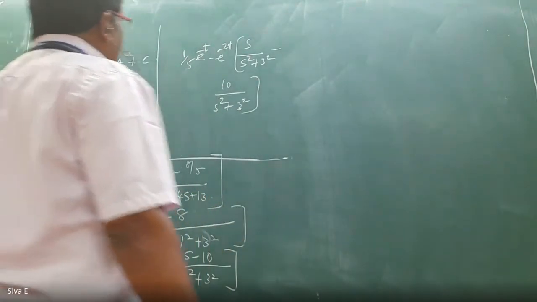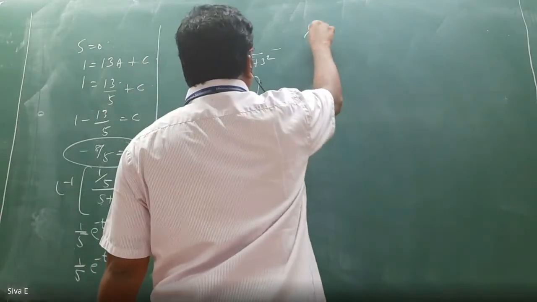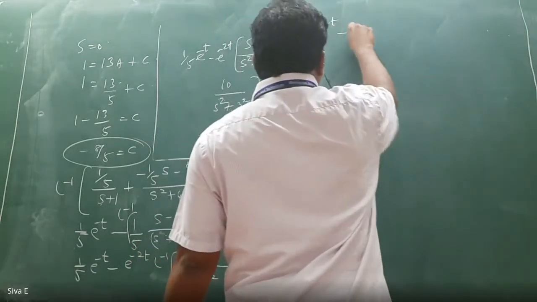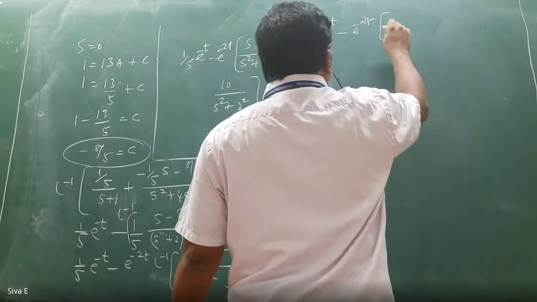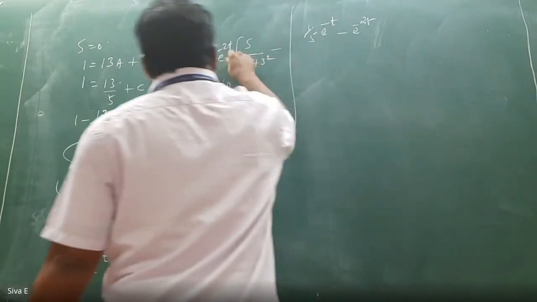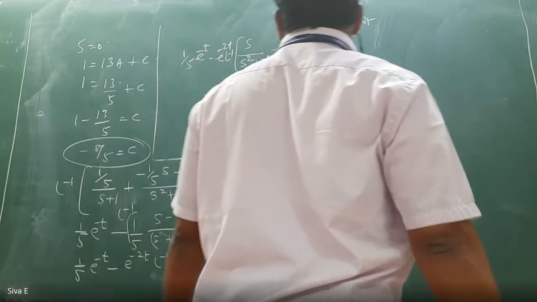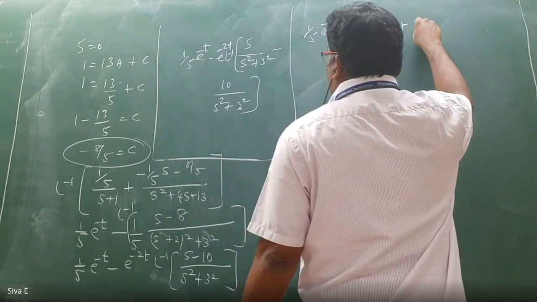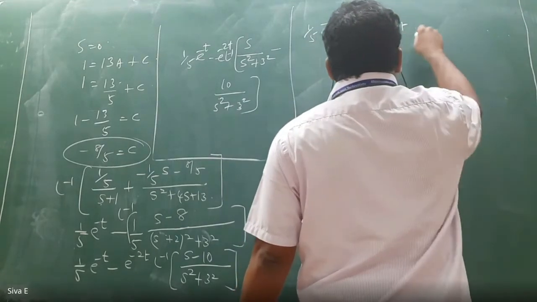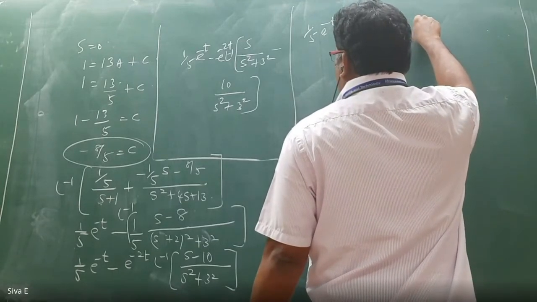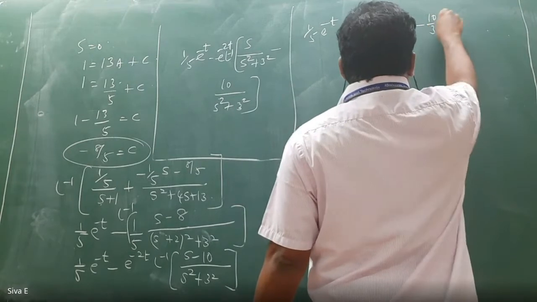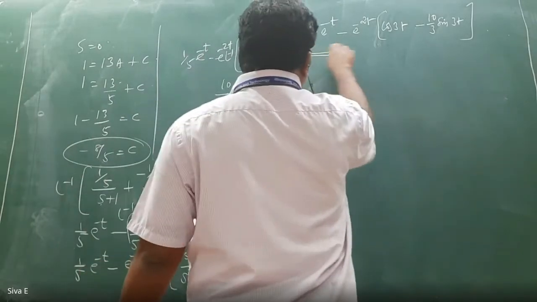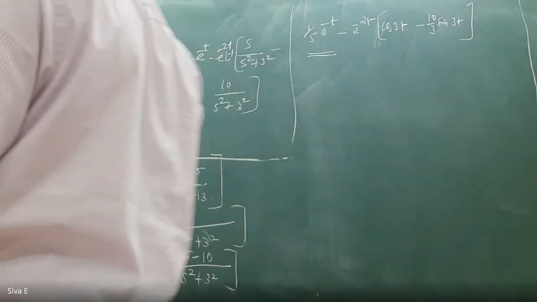So what is the next step? 1 by 5, e power minus t minus e power minus 2t. L inverse, here you have to write L inverse of s by s square plus 3 square: cos 3t, plus minus 10 by 3 sin 3t. So this is the answer for this.